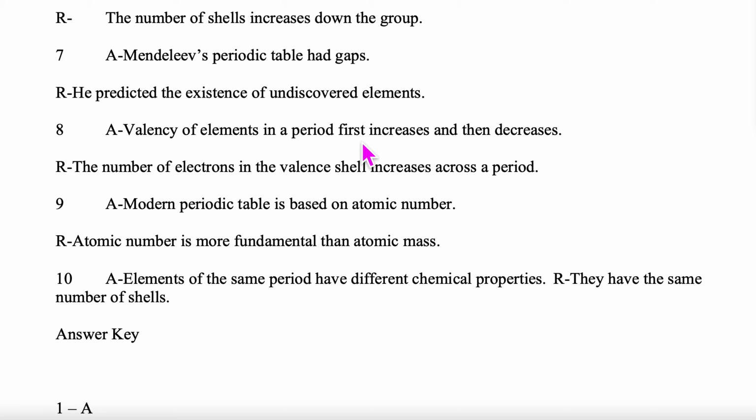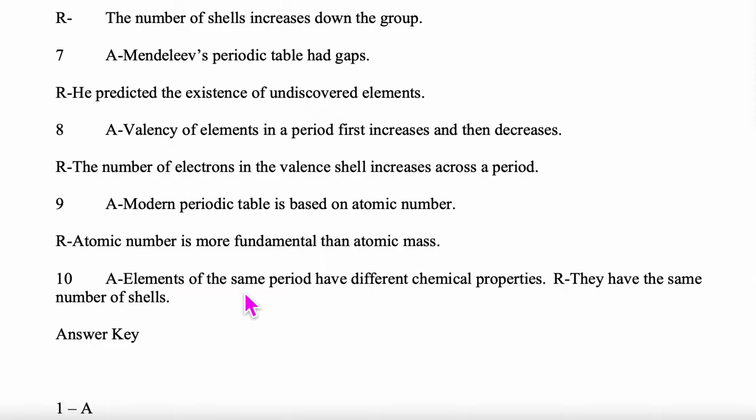Valency of elements in a period first increases then decreases. The number of valence electrons increases across the period. First increases then decreases is correct. True. It will be 1, 2, 3, and then after that it will be -3, -2, -1 like that. So modern periodic table is based on atomic number is true. Most fundamental is true. Everything is true, true only.